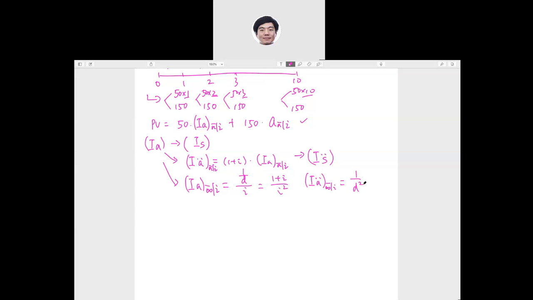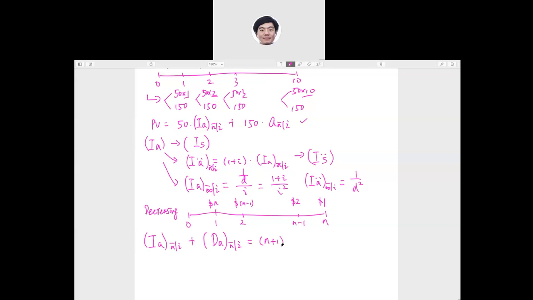Then we are going to discuss decreasing annuity. It's the opposite side. So the first payment is actually the biggest, it's $n. The second one is n minus 1. The second to the last is $2. The final payment is $1. Okay? So one very helpful identity is by packaging an increasing one with a decreasing one. Then you get a standard annuity immediate. But the payment will be n plus 1.